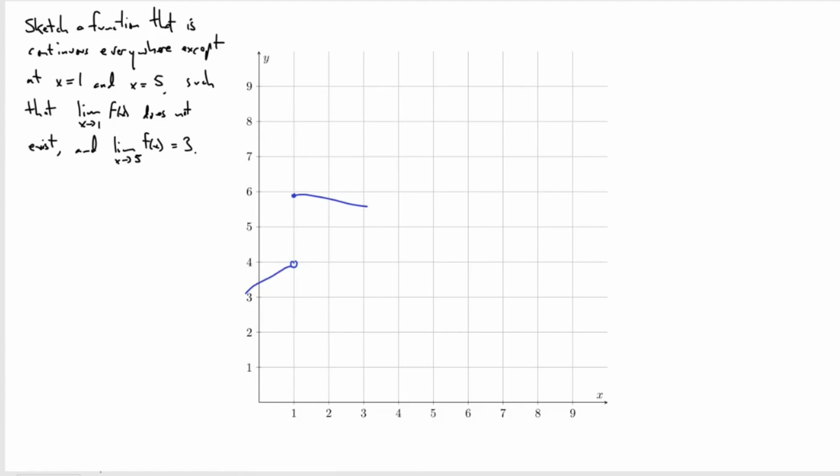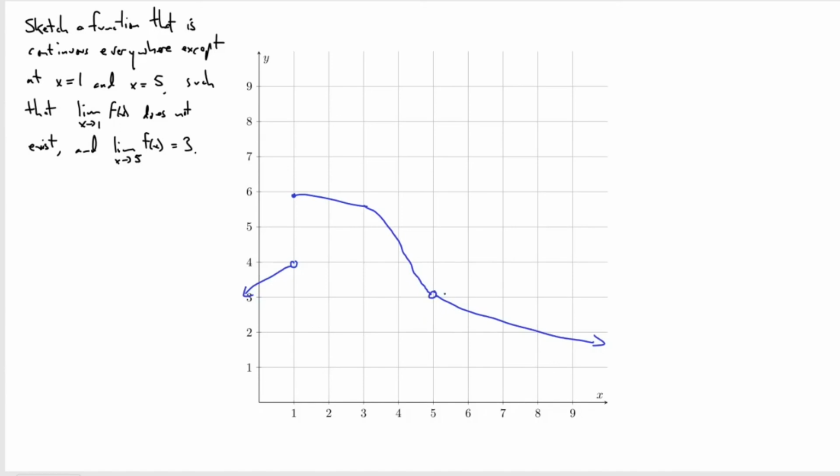Next, we need the limit as x approaches 5 to equal 3, but we need the function to be discontinuous at 5. And so if the limit exists as x approaches 5, but the function is not continuous there, that means the function has to have a different value than the limit as x approaches 5. So as x approaches 5, we need the limit to be 3. So let's see if I can get this to happen. That's down here. There. Now, as x approaches 5, we're approaching 3 from the left and the right.